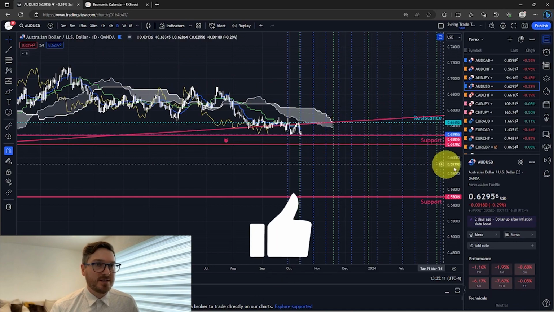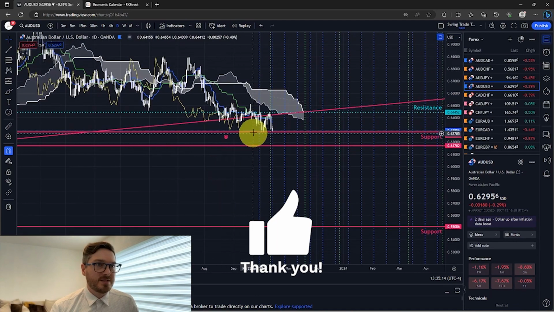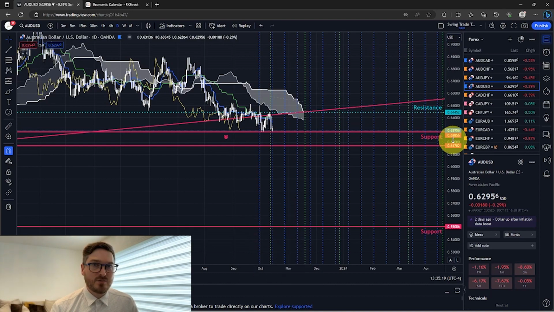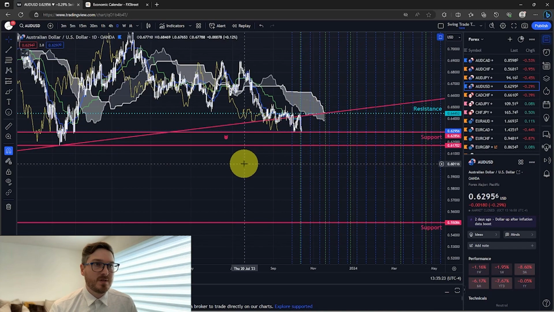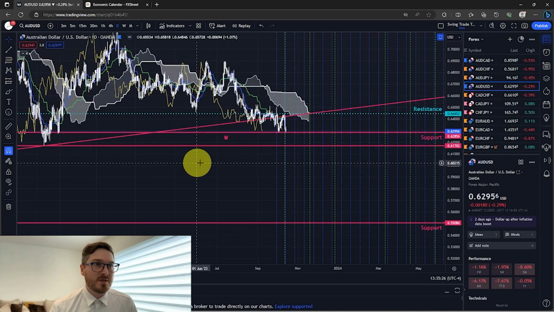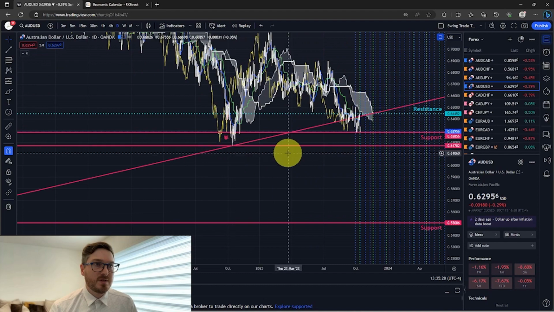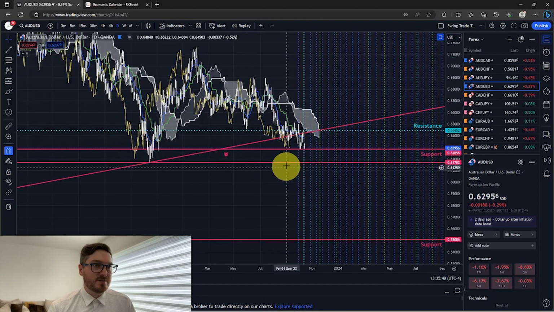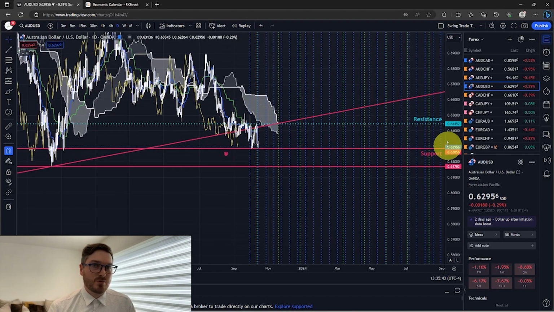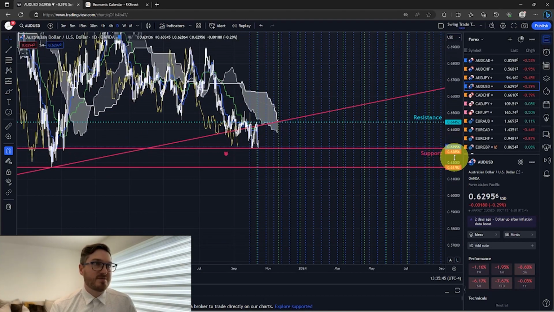Here's a look at the daily. I'm going to be looking this week to get a break below this support level here. This is the 0.62856 level. And we're going to be looking to also break this level here too. So once we break this level as well, this is the 0.61702, then I'm expecting a run down to this level here at 0.55086. So I'm going to be looking to enter after this first support is broken at the 0.62856 level.